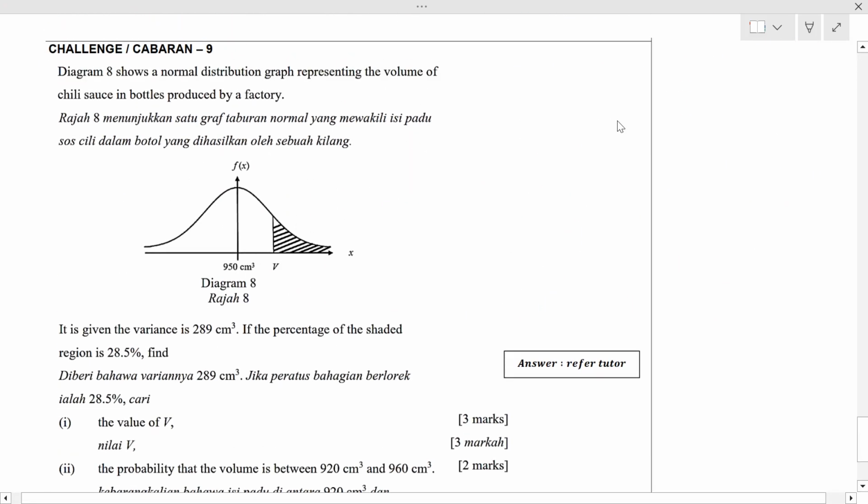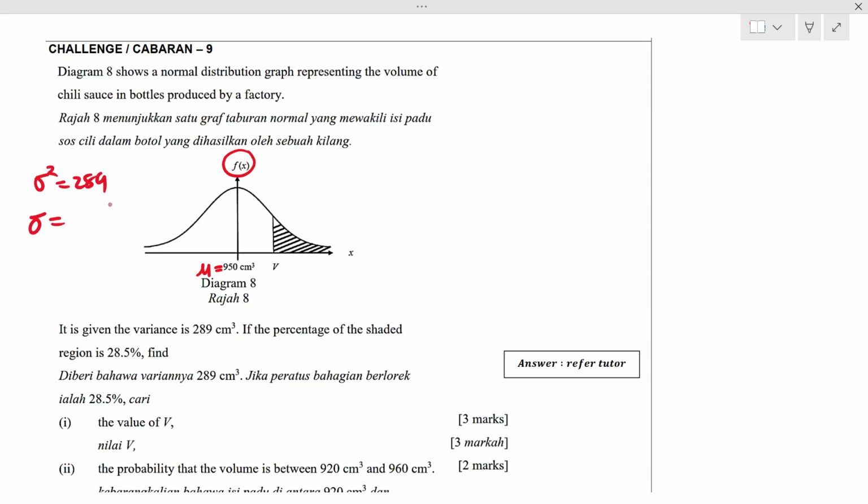Okay, challenge number 9. Diagram 8 shows a normal distribution graph representing the volume of chili sauce in bottles produced by a factory. And remember, this is an f(x) graph. And here is your mean. Given the variance is 289, you can actually square root 289. I think 289 is a perfect square, so you get 17.